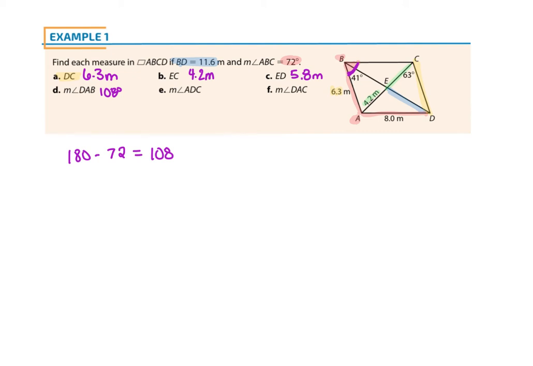All right. The next angle measure that it asks for is ADC. That is opposite of the angle they gave me. Opposite angles are congruent. I actually don't have to do any calculation here. That is automatically 72 degrees.